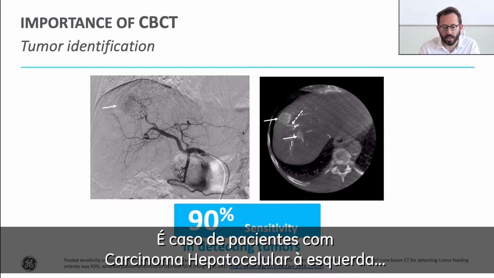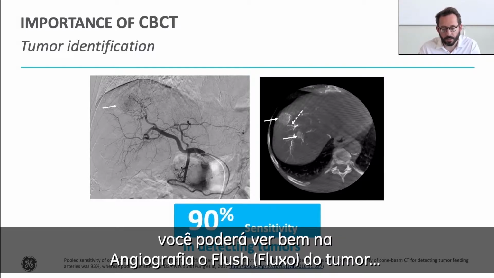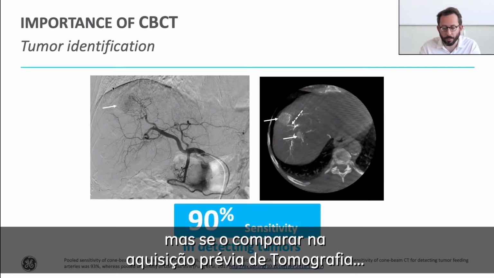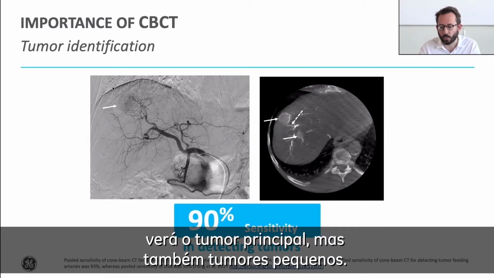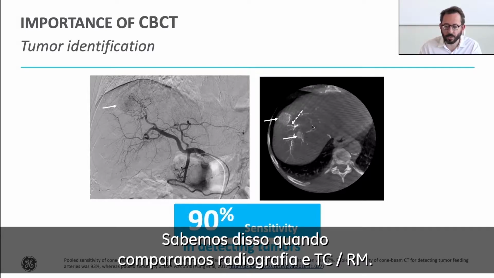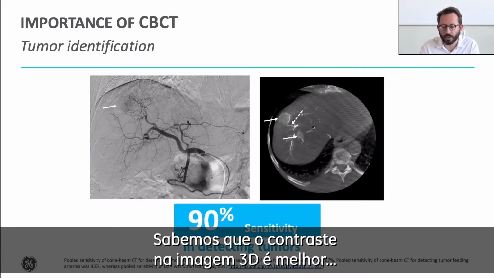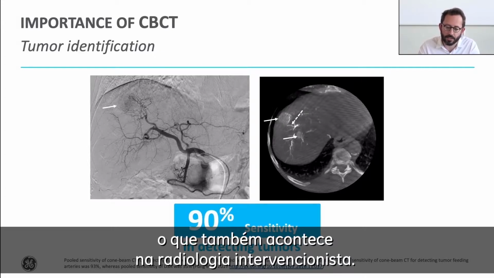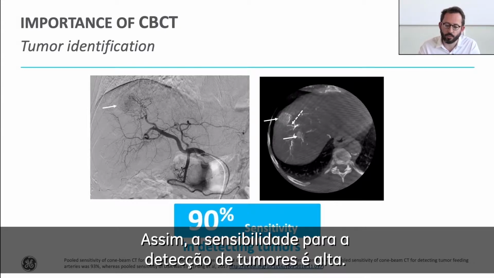You see on the left-hand side the angiogram. You see very well the blush of the tumor, but if you compare that with the 3D acquisition, of course, you will see the main tumor, but you also find more tumors. And this is something that we know when we compare radiography and CT or MRI. We know that 3D imaging and contrast is better, and in interventional radiology, it's also true for us. So sensitivity for tumor detection is very high.